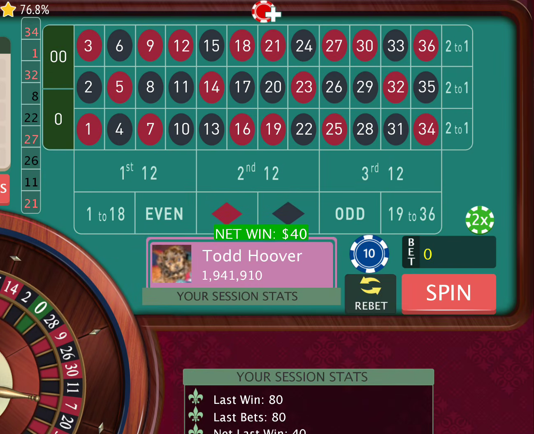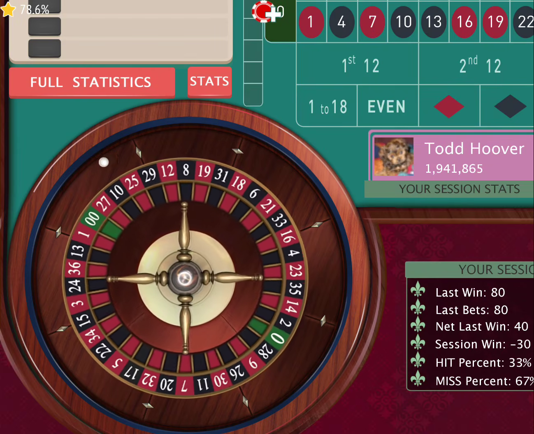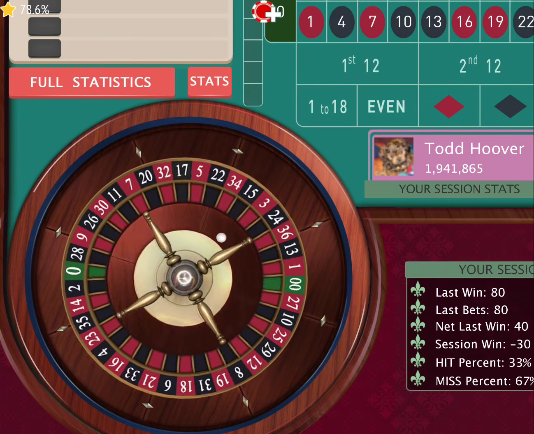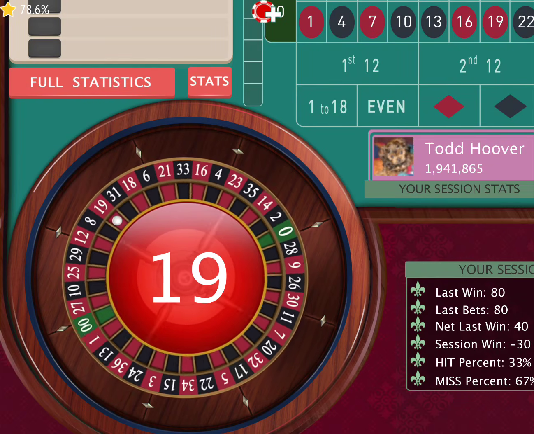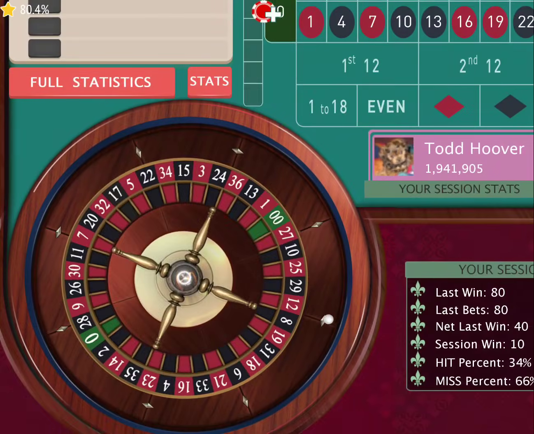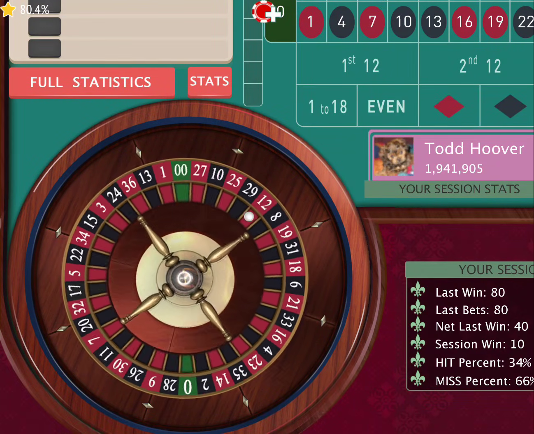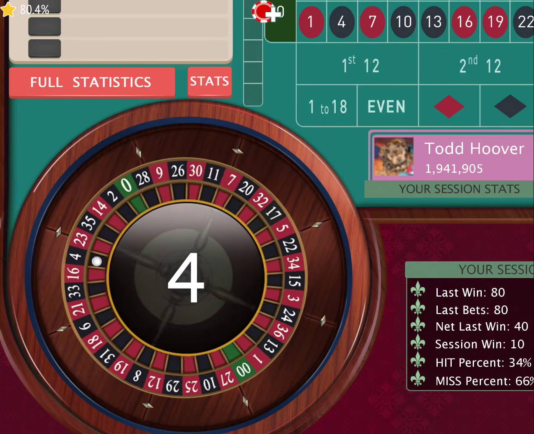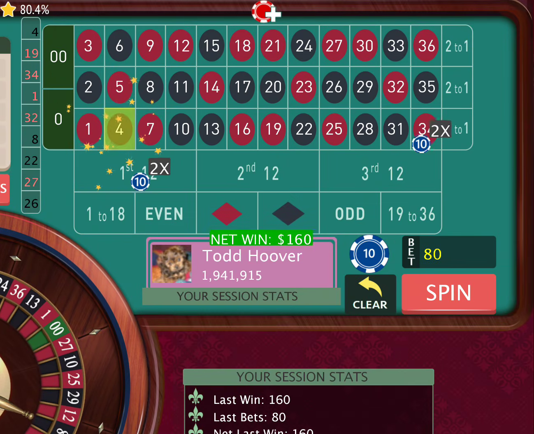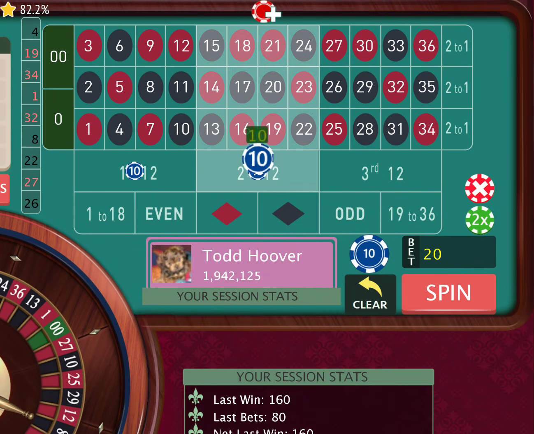So let's just keep it where it is. Let's give a couple more wins here. 19. We got that. Okay, we're at 10. Just stay here because we got to get to 90 at least before we reset. There's a 4. Okay, there's a 160. Now we're at 170. That's what I'm talking about.